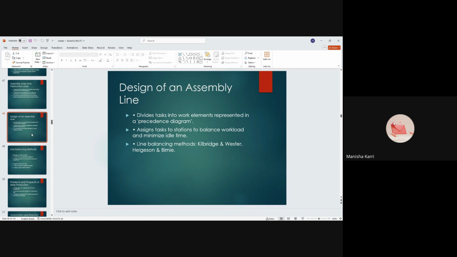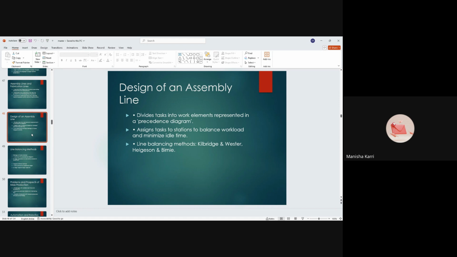Next one is assigning tasks to different stations. It's nothing but balancing workload. Tasks are assigned to various stations along the line in a way that distributes the workload as evenly as possible, because the main aim is to balance the time each station takes to complete its assigned tasks, making sure that one station does not slow down the whole line. That is balancing workload and minimizing the idle time.